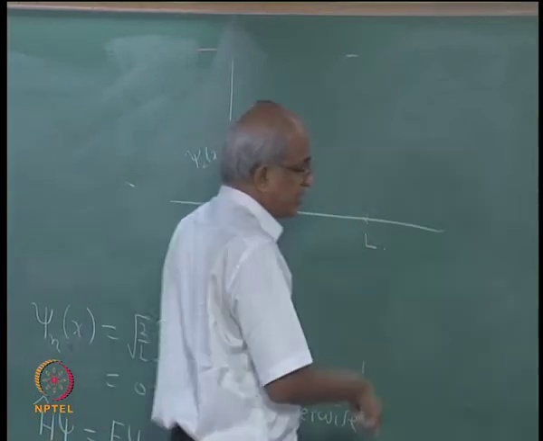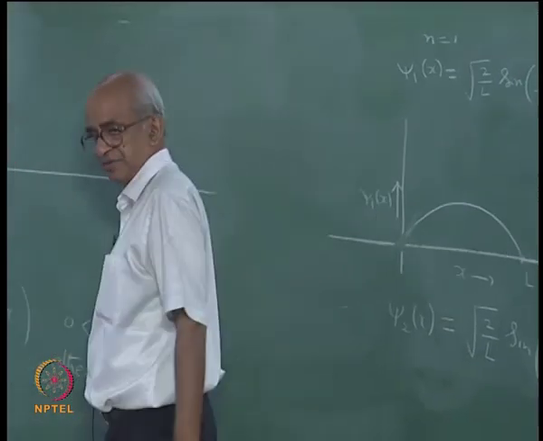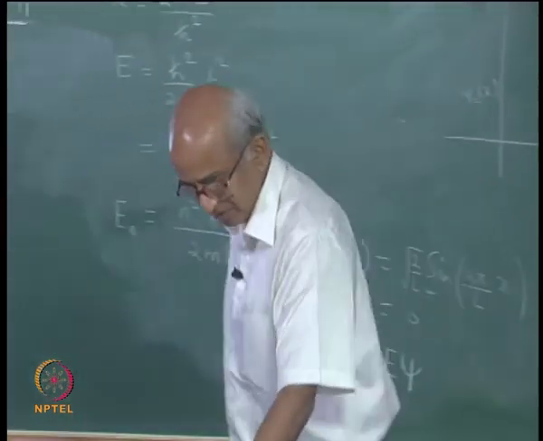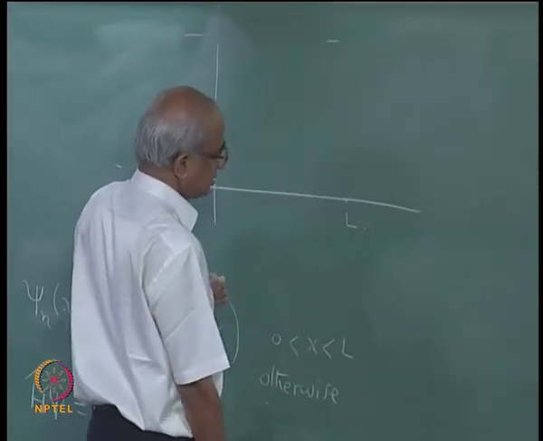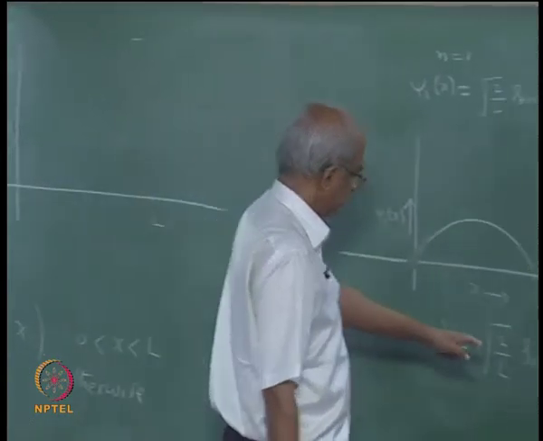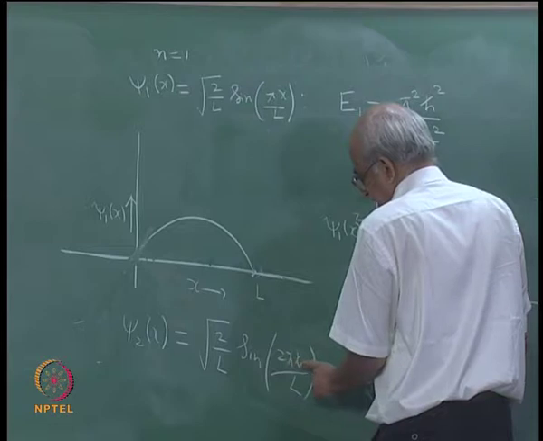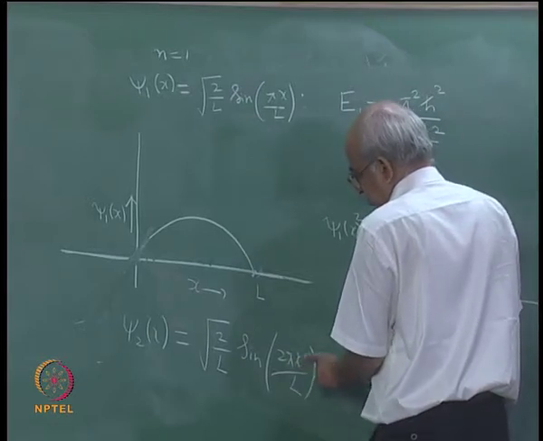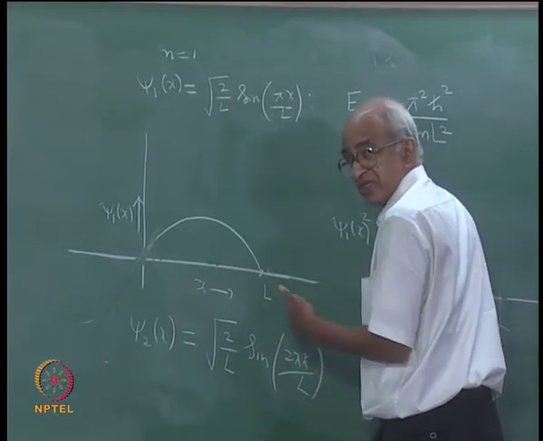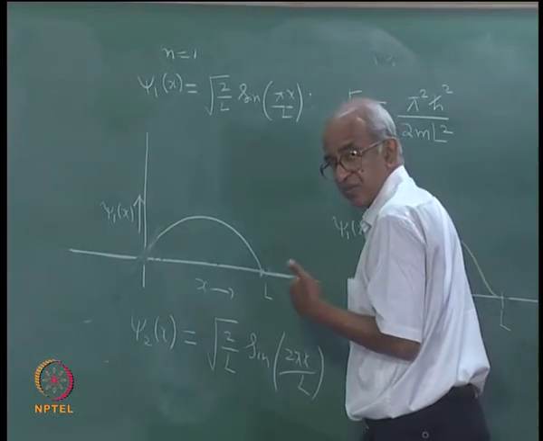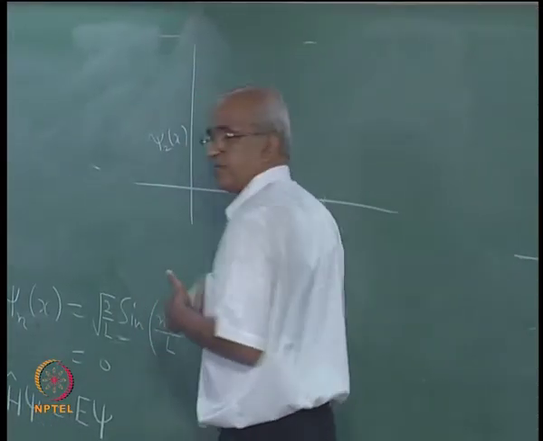Well, it is actually quite simple. At the boundaries of the box, the function has to vanish, but in addition to the boundaries, if you look at this function, here is the function. Suppose you look at the function at the middle of the box, at x equal to L by 2. If you put L by 2 here, you are going to get sine of pi, which is actually 0. So, that means at the middle of the box also the function is 0.